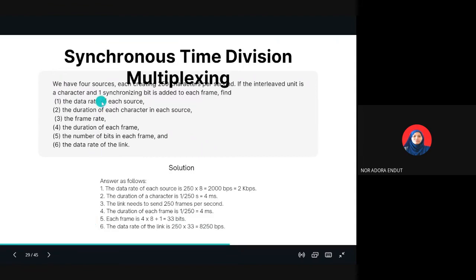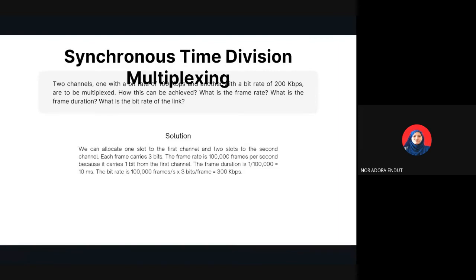And it asks what is the number of bits in each frame. Now we add one synchronizing bit. We already know each character is 8 bits, with 4 users that means 32 bits, but it adds one synchronizing bit. So each frame has 33 bits. What is the data rate of the link? Multiply again, because we know that we need 250 frames to send all the characters. So 33 times 250 gives you 8250, 8.25 kilobits per second. This is just the application of your previous knowledge, only adding the characteristic that requires a synchronizing bit. So that is synchronous time division multiplexing.